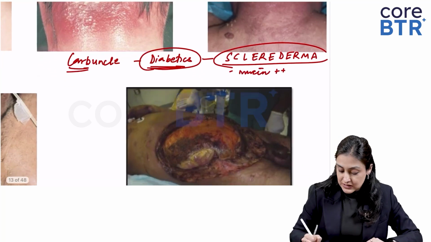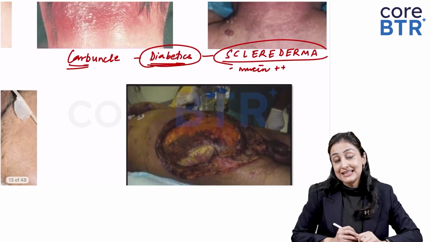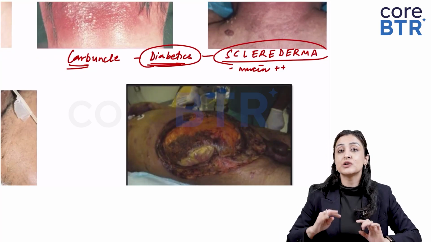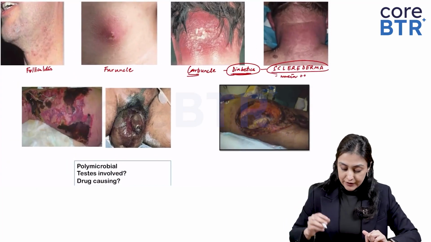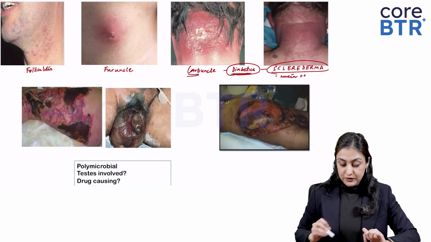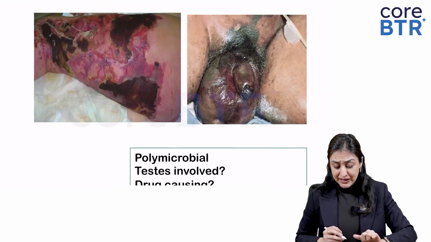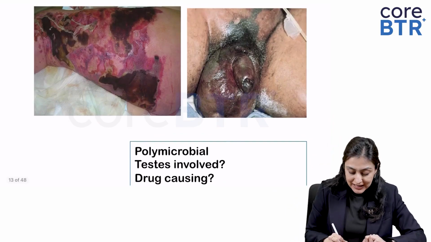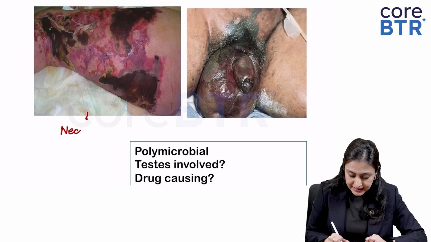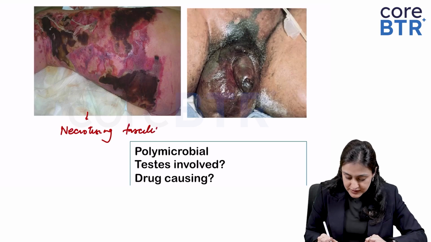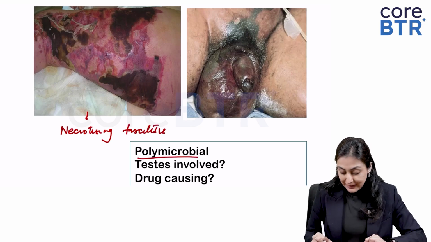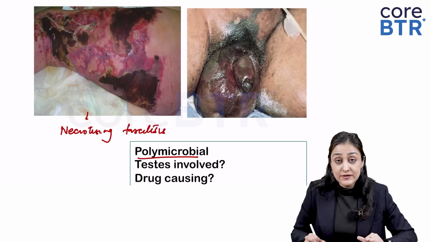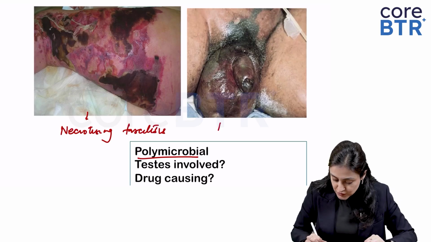So this is what is seen in diabetic patients, scleroderma. The only thing you remember, not scleroderma, right? So this is about the abscesses around hair follicles. Then if we go deeper into dermis and into the hypodermis, this is necrotizing fasciitis. You can see how severe it is. This is typically polymicrobial, and if this involves the groin, this is what is called Fournier's gangrene.